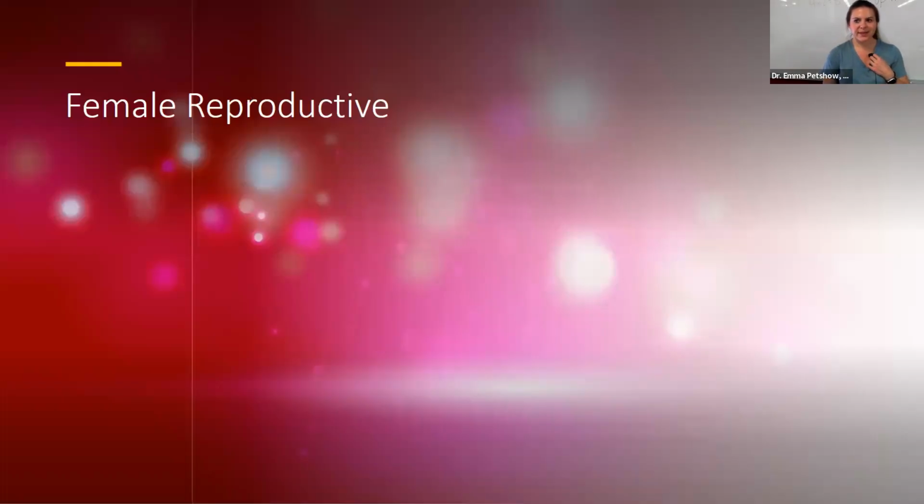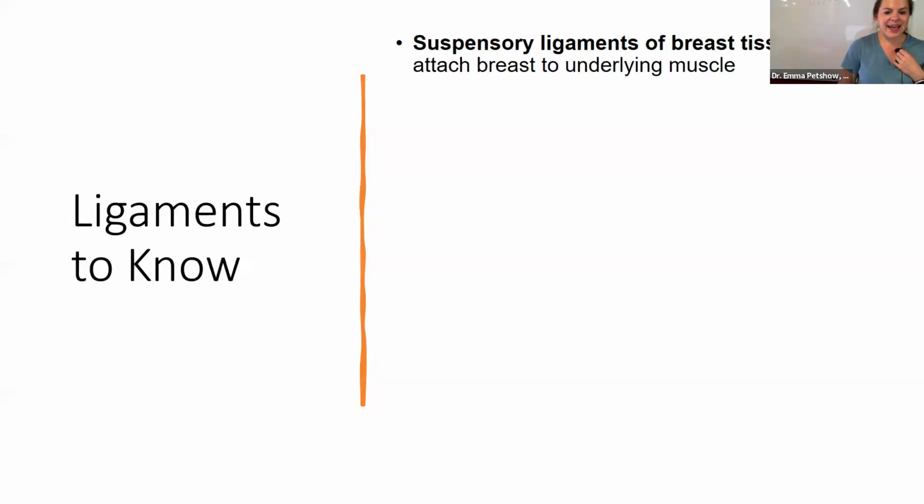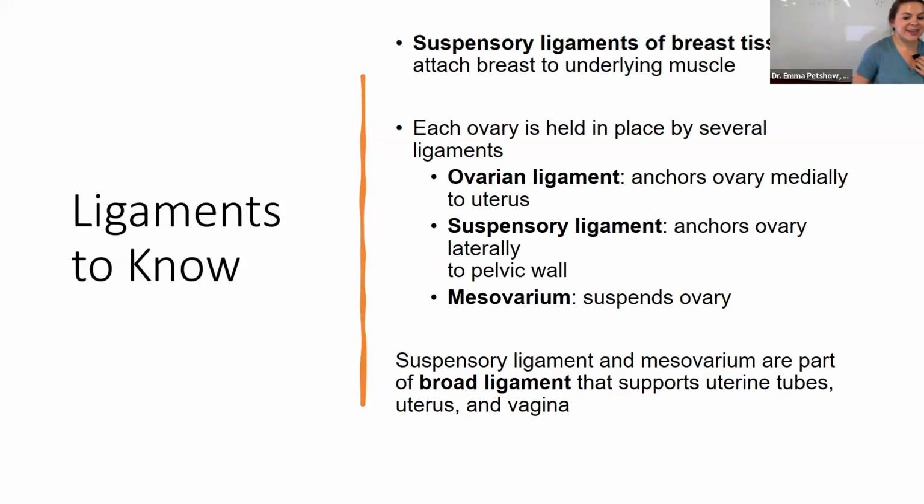Okay, that was male repro in 20 minutes. The same with female. Again, some anatomy pieces. We already saw this questioned. One to note, there's a suspensory ligament of breast tissue. This attaches breast to underlying muscle. There's also a suspensory ligament that anchors the ovary laterally to the pelvic wall. So depending on your area, there's a suspensory ligament for both.